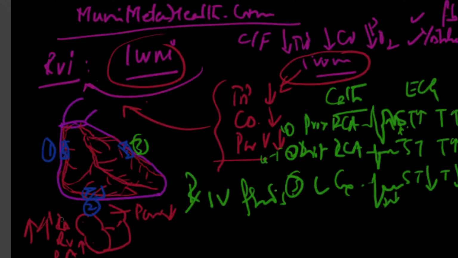Because remember, the right ventricle preload is extremely low, and therefore you want to improve the right ventricular afterload so that that becomes the left ventricular preload, and therefore you should be able to improve the cardiac output in that setting. So that's one.